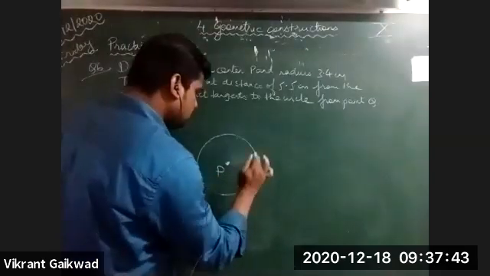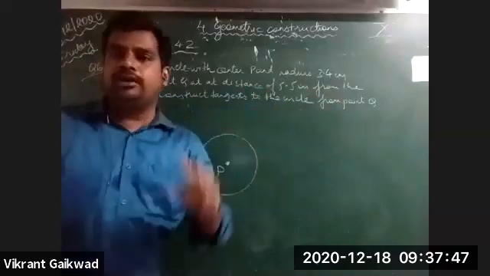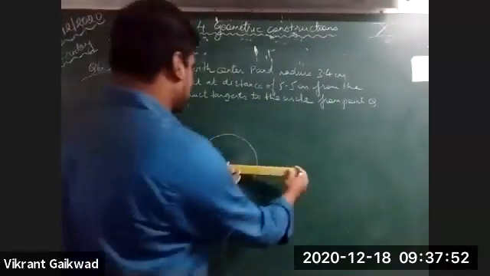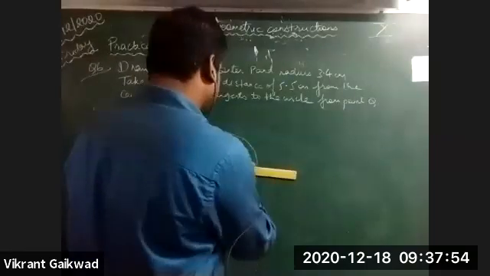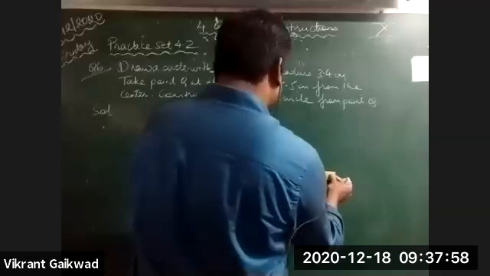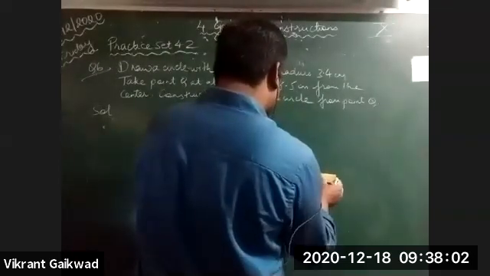Now, point Q at a distance of 5.5. So what you will do is, from P, we'll just draw any line. Understood? We'll just draw any line.